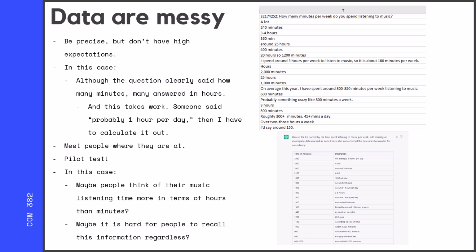Another example was in the survey, you were asked how many minutes per week do you spend listening to music? And in this case, being precise would have really helped. So don't have high expectations for people. Even though it was clear in this question, how many minutes per week, you can see that a lot of people answered in hours. Also, some people gave ranges. Even though I said minutes, people didn't read it.